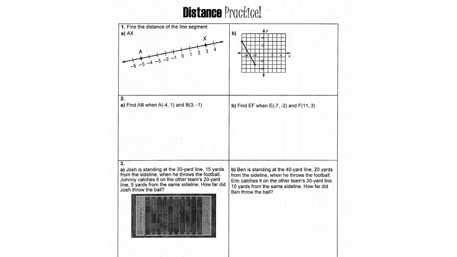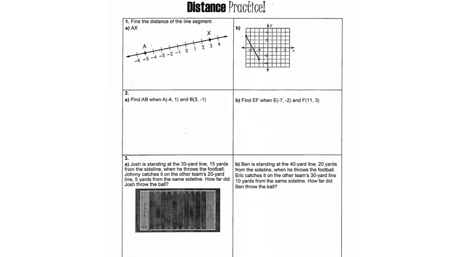So here are some practice problems. Number 1 is asking to find the distance of the line segment AX. So if you have a number line, remember you can just count. So you get the distance from A to X is 8. All right, part B, we need to find the distance between 2 points. So now we're going to have to use the distance formula. The first thing you want to do is find the points.